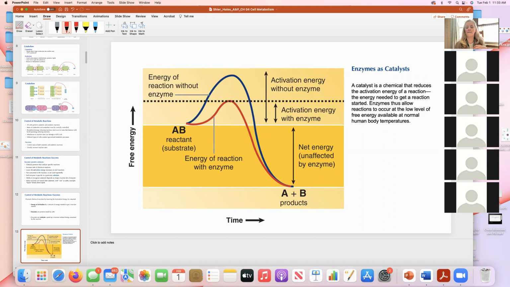Just like a coupon. It's knocked off, you just don't have to get up that hill. Okay. And so then it makes it that much easier to get to the products. All right.